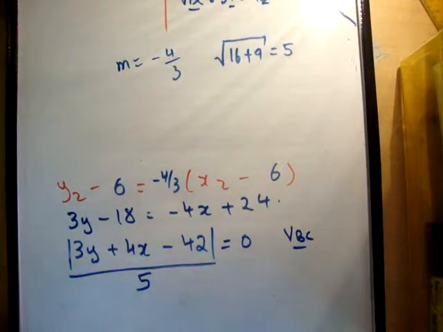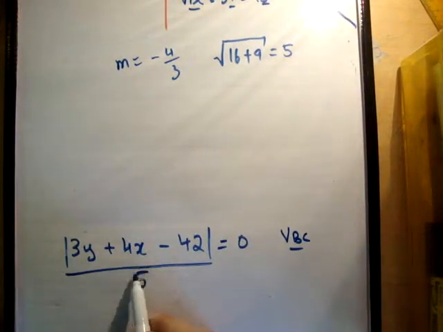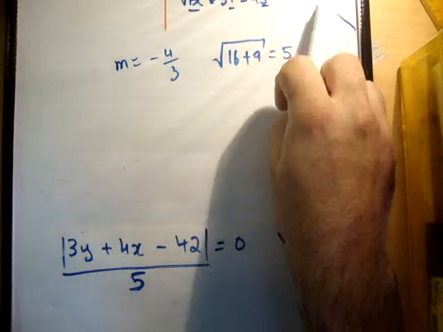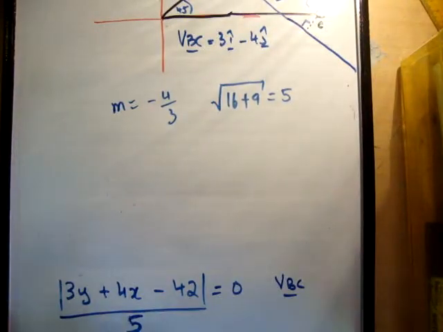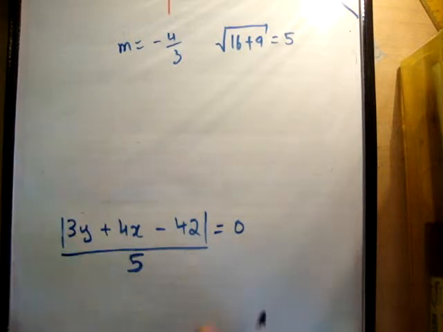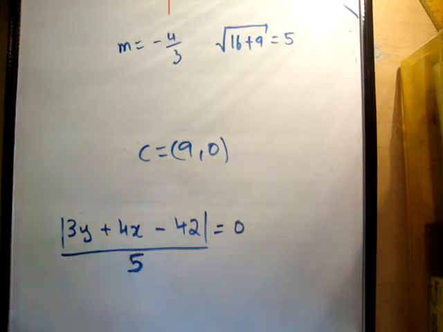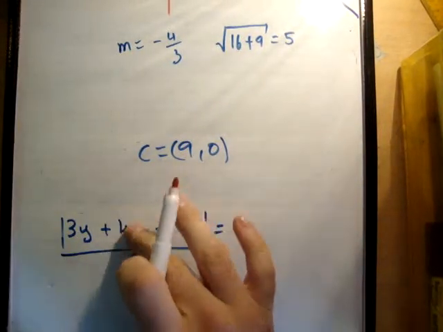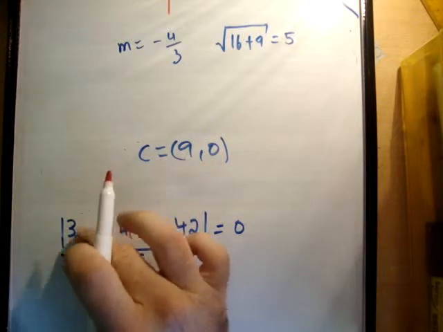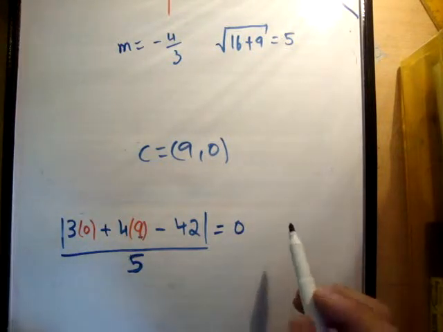Oh, you couldn't see that there. Let's get rid of the piece of information we don't need anymore. So if we plug in the point C, which was at positive 9, 0, we get a positive number, and if we divide it by 5, we'll find how far that point is away from VBC. So the point C is equal to 9, 0. Let's just plug that in. This is times 9. This is times 0. So it's 36 minus 42. So we're going to get a magnitude of 8 over 5.